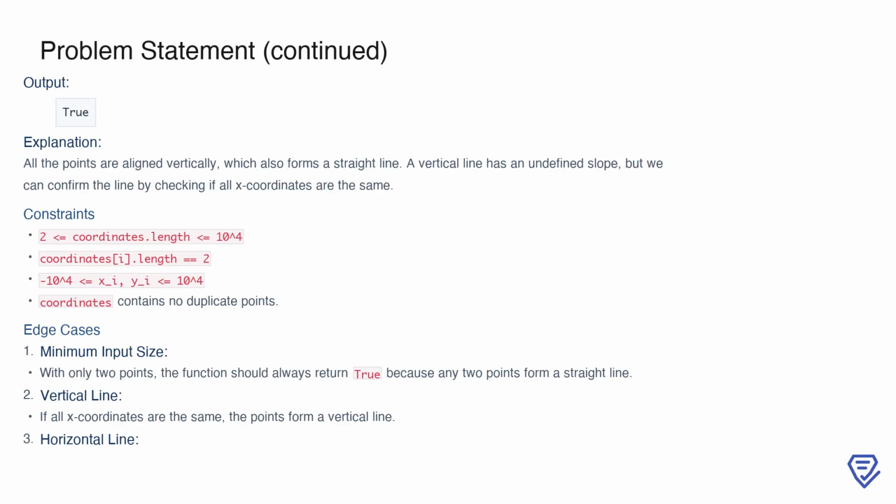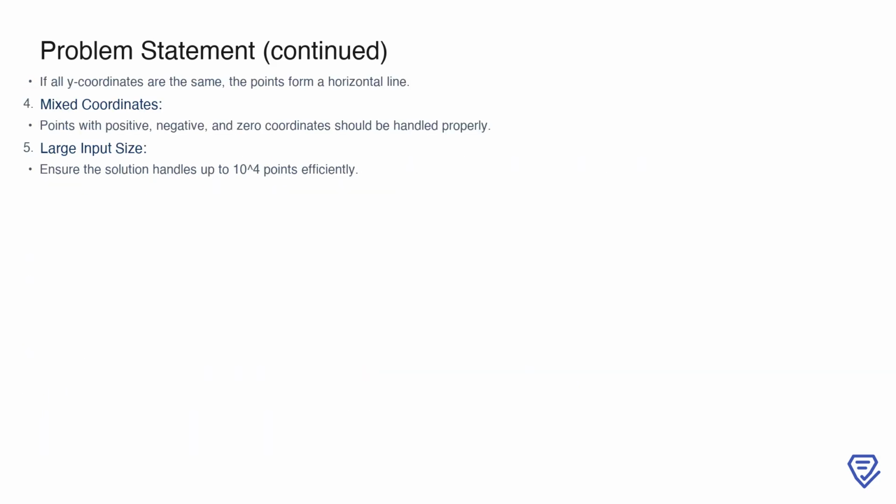Vertical lines have an undefined slope because the change in x is 0, resulting in division by 0. However, we can still confirm that the points are aligned by checking if all the x-coordinates are the same. Here, all the x-coordinates are 0, so the points form a vertical straight line. This demonstrates that even in cases where the slope is undefined, the points can still form a straight line if a consistent pattern exists. Now let's consider some important constraints and edge cases.